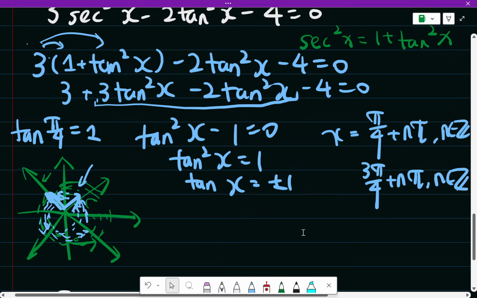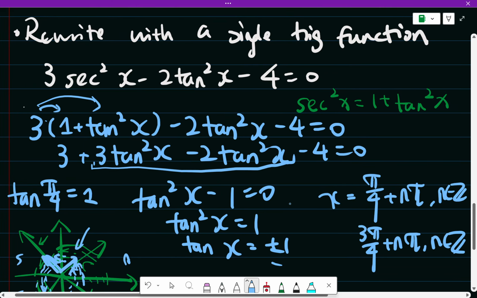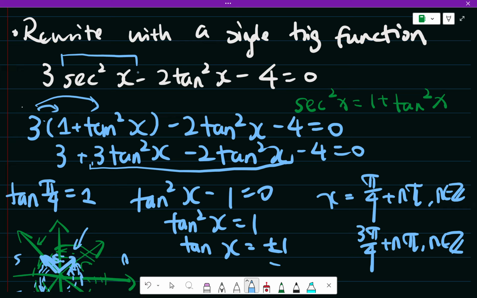Or plus negative 1. So the reason why we are covering 4 configurations and not caring about CAST is because we have positive and negative, both signs are covered in this case. So this is how we can rewrite the equation using a single trig function. The purpose behind that is because it's quite hard to deal with secant and tangent at the same time. So we want to reduce to one single trig function.